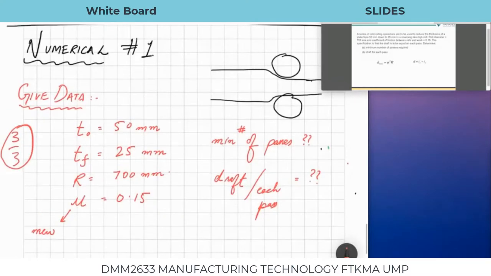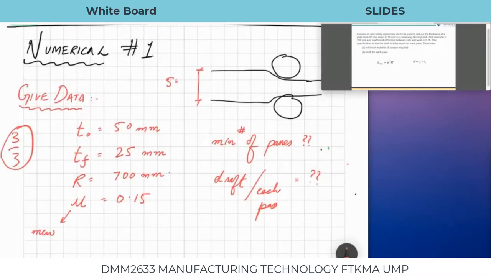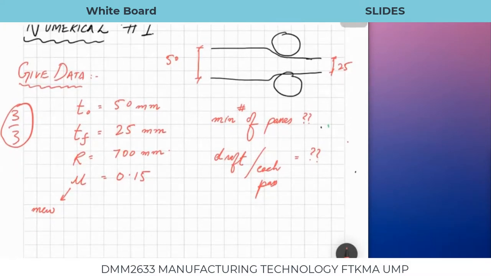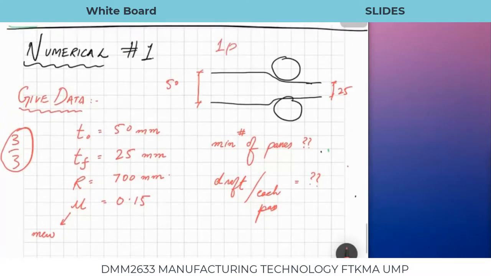Now the problem is that this is my initial thickness, 50. But I want my final thickness to be 25. Now there is a formula called maximum draft. This will tell us how much maximum I can reduce in one pass. First I want to know that in one pass, pass number one, how much I can reduce from 50 to, let's say, 45 or something. Once I know that based on the maximum draft formula, I can calculate how much total I can reduce.